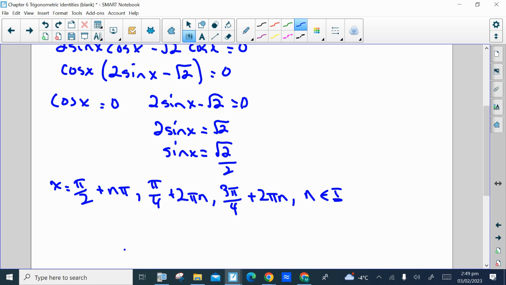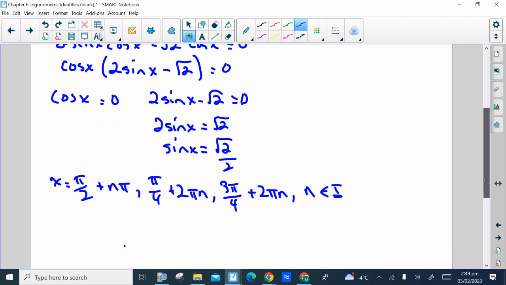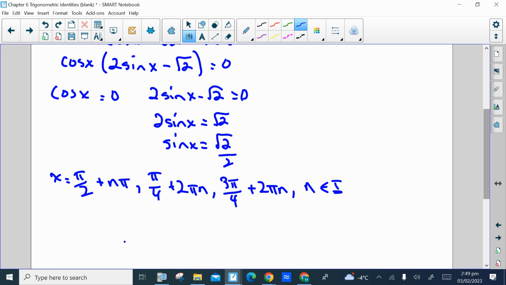So there's where our solutions will come from. There are no denominators anywhere in that equation, so there are not any non-permissive values to worry about. Those are the general solutions.